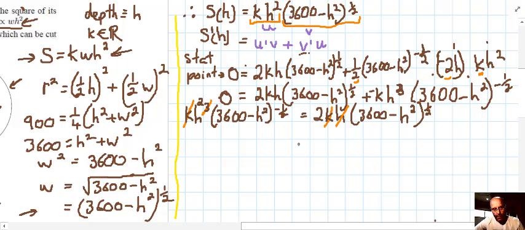And we've got a negative index, which means it can be put on the bottom there. You don't have to do that. What we could do here is look at multiplying both sides by 3600 minus h squared to the power 1/2, because if you times that by a positive power of 1/2, you've just got something to the power 0 if you use your index laws, and that'll be 1.